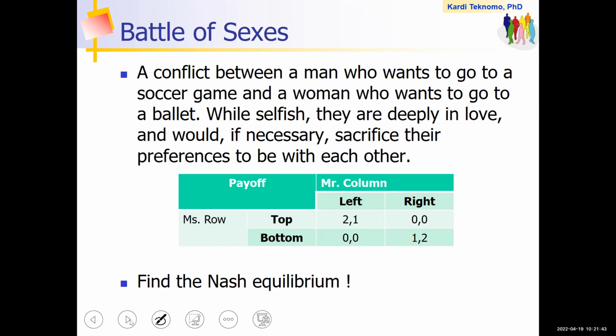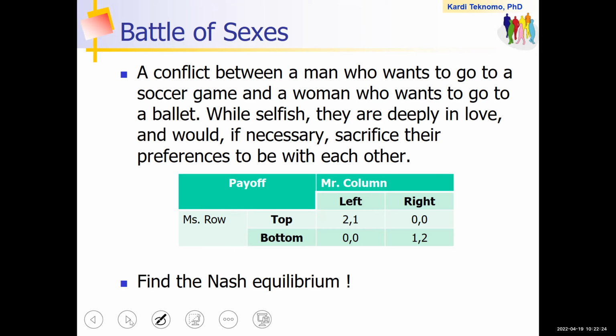Okay, let's practice with this example. This is called the battle of the sexes. The story behind it is something like this. There is a conflict between a man who wants to go to a soccer game and his girlfriend who wants to go to a ballet. While they are selfish, they are also deeply in love, right? So they also want to sacrifice their preference for each other. This is the battle of the sexes, the battle of love.